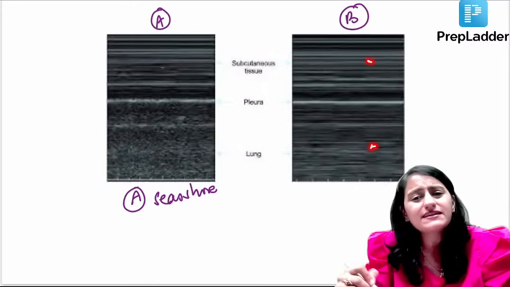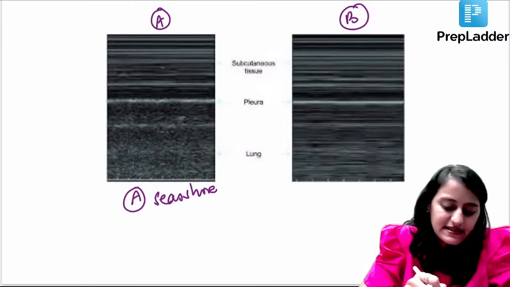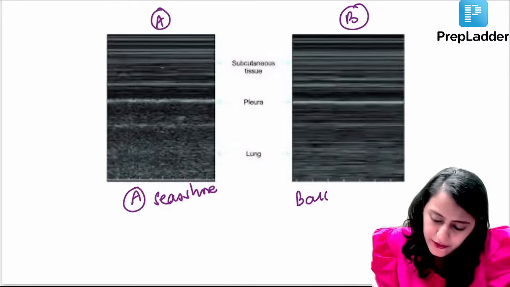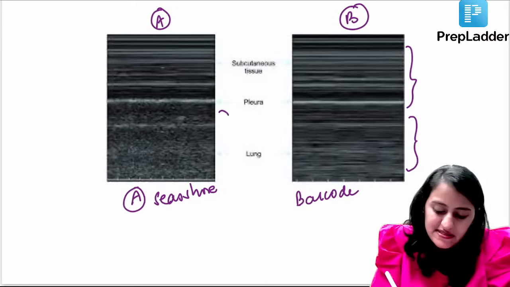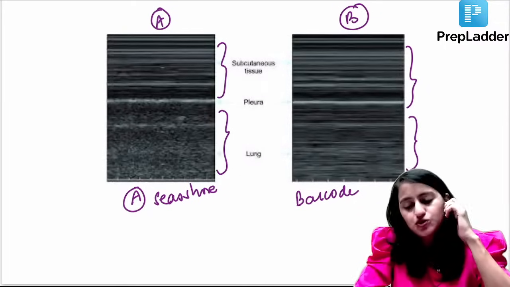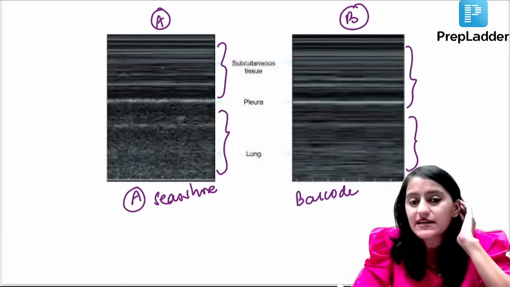It is same like the upper half. It's just flat lines. It is barcode. Okay, it is barcode. So both of these are same. This is barcode. This is different from the upper half. This is seashore. So you have the seashore sign and barcode sign.